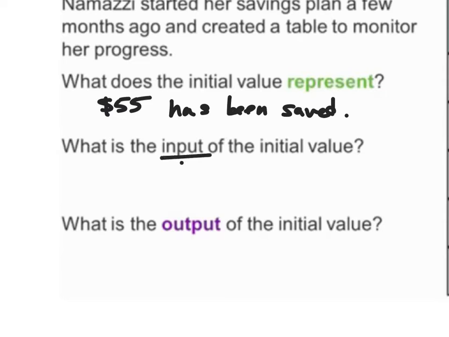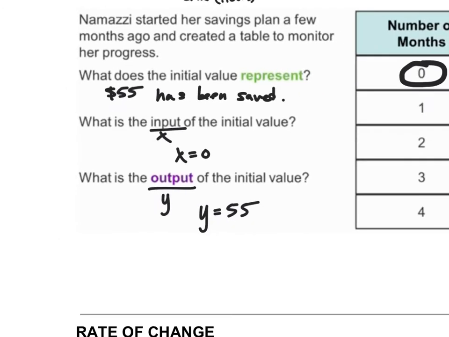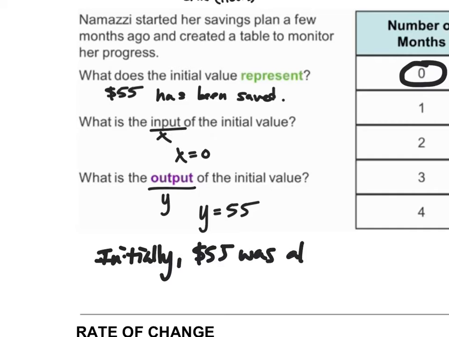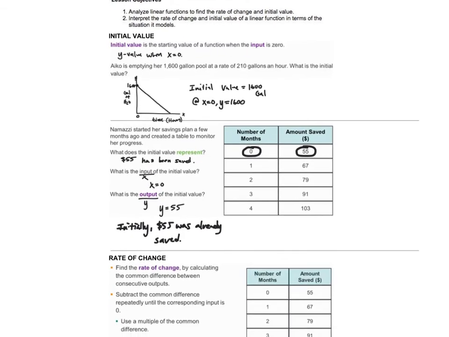What is the input of the initial value? So the input, what is the x value of the initial value? X is equal to 0. What is the output of the initial value? Remember, output means y. Y is equal to 55. Okay, so what we can gather from this is that initially, $55 was already saved. All right, so that's how we deal with initial value, and those are the things that we talk about when we talk about the initial value.